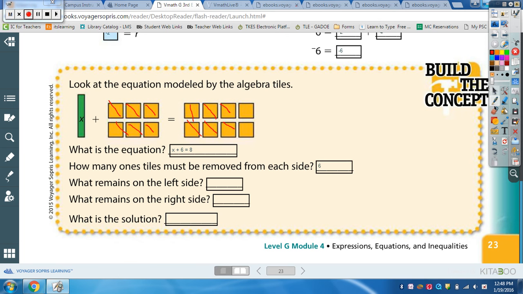So now we have removed 6 from the left side. And how many do we have remaining? There's 0 left on the left side. What remains on the right side? After we remove 6, we have 2 ones tiles remaining. So our solution is what? X equals 2.